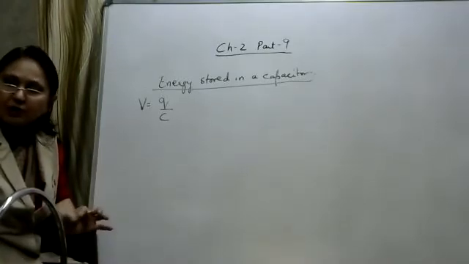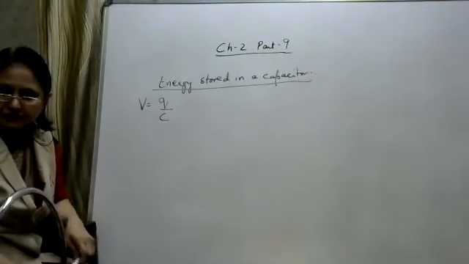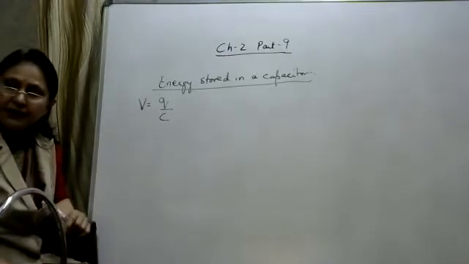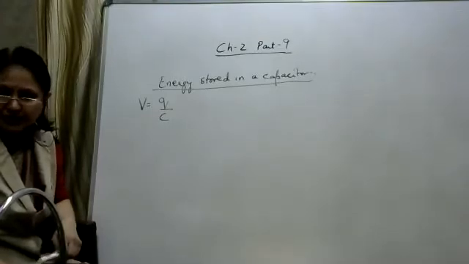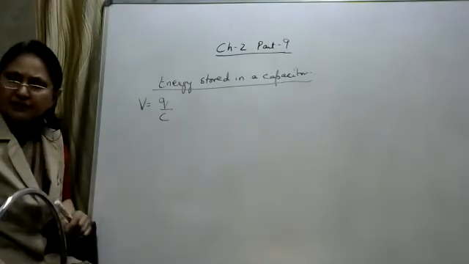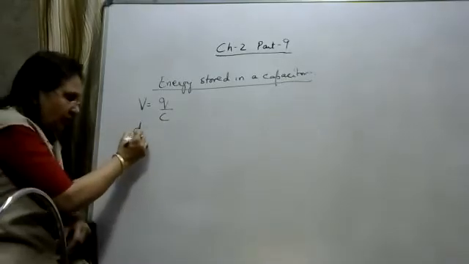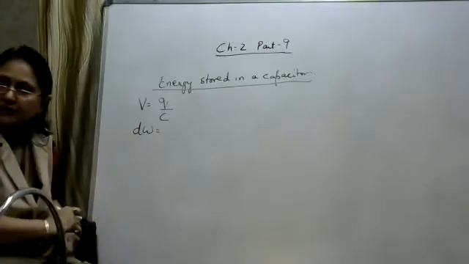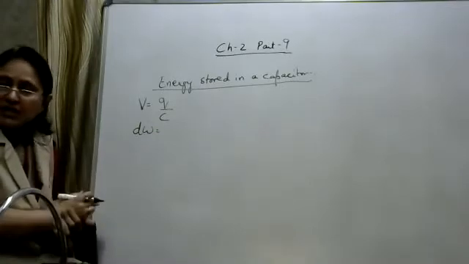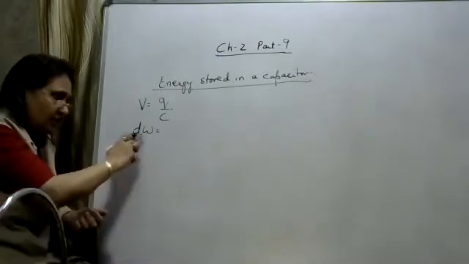Write down, a small amount of work is done in giving additional charge dq, that is, in transferring some small amount of charge. This small amount of work we are representing by dw. So dq additional charge is given.